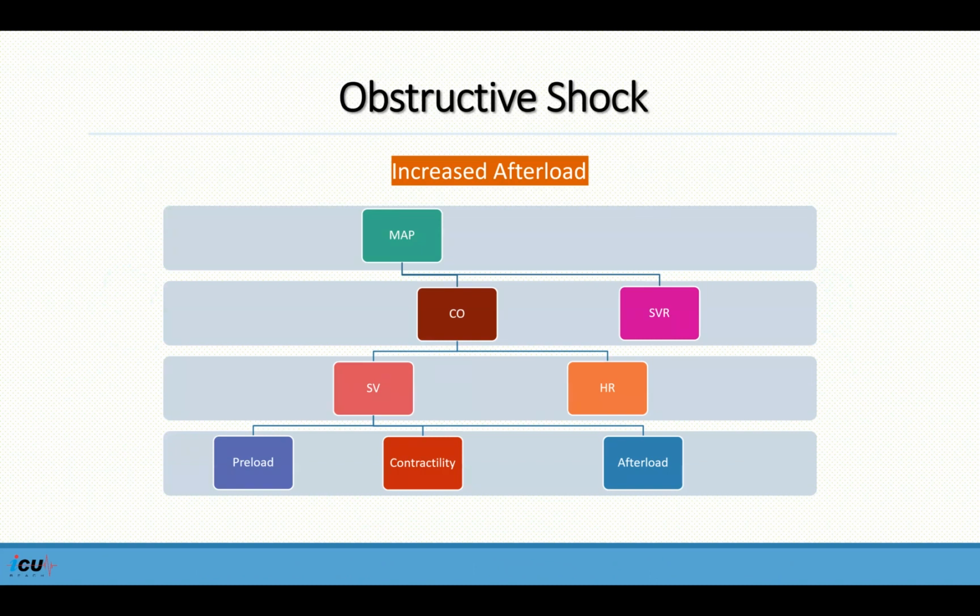In our diagram here, the problem is in the afterload, which is central. So that is increased. If it is increased, it's ineffective to pump out blood, stroke volume is decreased, cardiac output is decreased, and the compensatory mechanism tries to increase the systemic vascular resistance and the heart rate. But if this is not enough, the patient will become hypotensive and then go into shock.